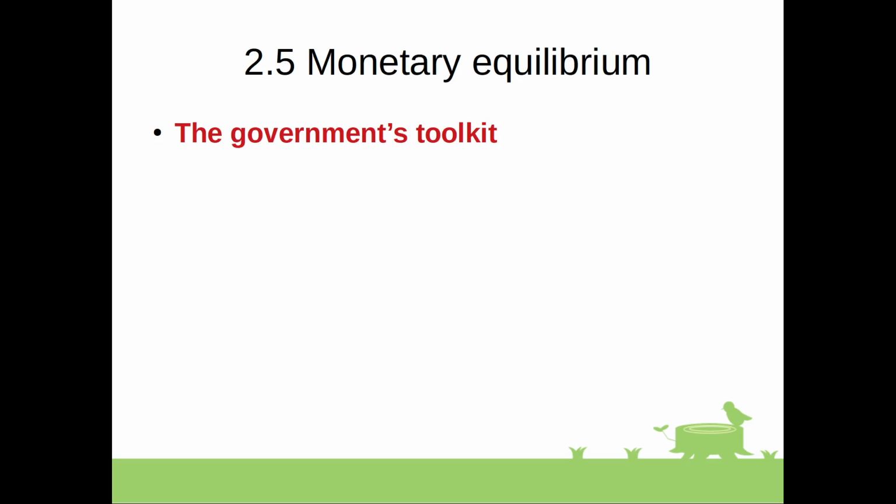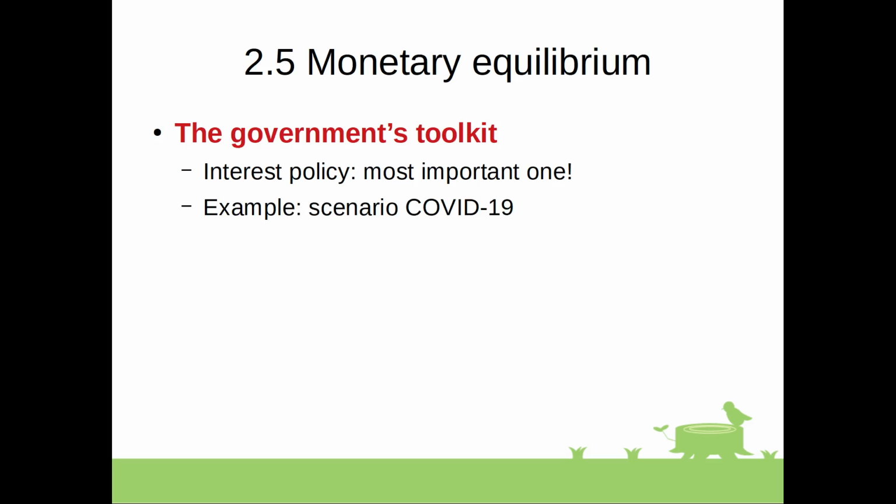Okay, so now if we look at the slides once again, we notice that the government has a toolkit. She has several tools she can use in order to do what she does. So if you look over here, the interest policy, I talked about interest rates, is the most important one. Think about COVID-19. We all know this thing.